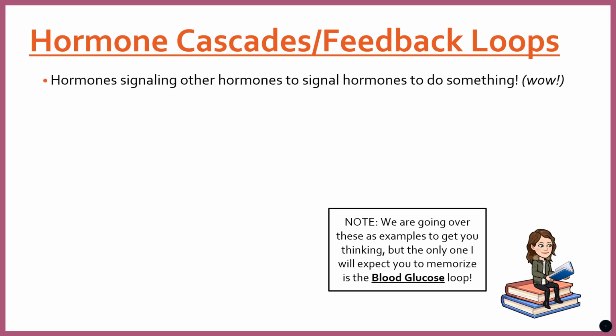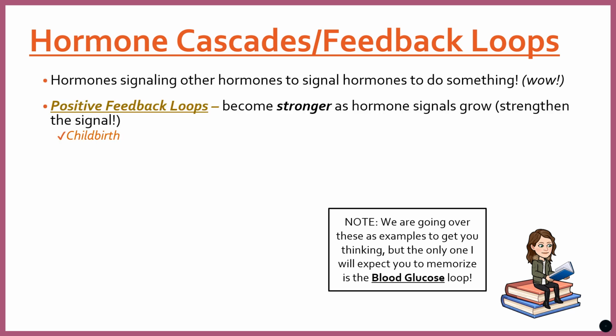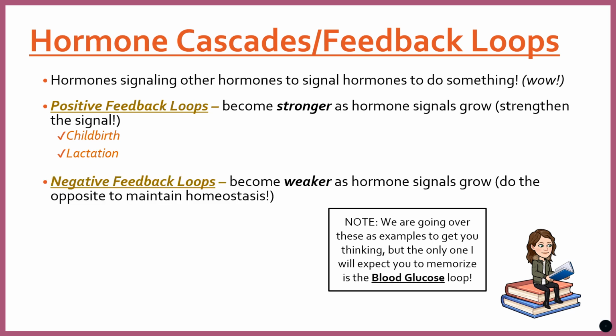Okay, so let's talk a little bit about different kinds of feedback loops. With hormone signaling, hormones signal other hormones to have something happen. Sometimes we will have hormones signaling hormones that signal hormones that then cause an effect. We will have positive and negative feedback loops.